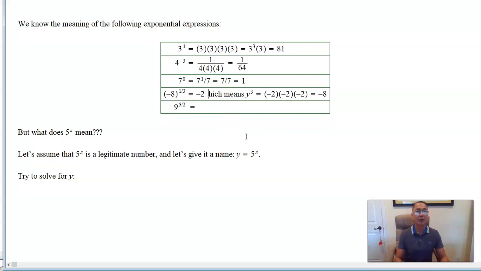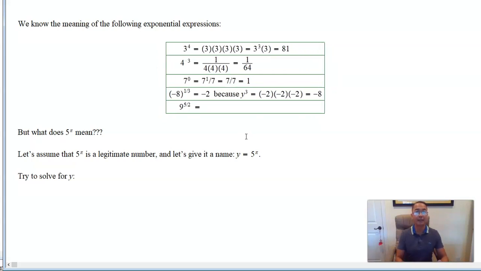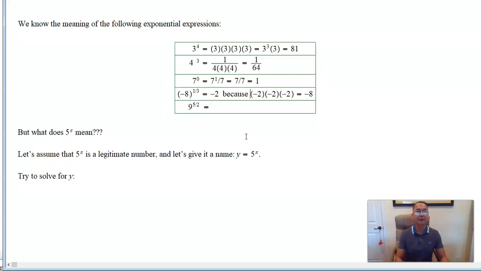So now that we've seen it, we should probably write that, because minus 2 times minus 2 times minus 2 is minus 8. Okay, 9 to the 5/2. So this is now a more complicated fraction. We can think of it as, let's take 9 to the 1/2 first, make a copy of that, and then take the whole thing to the power 5.